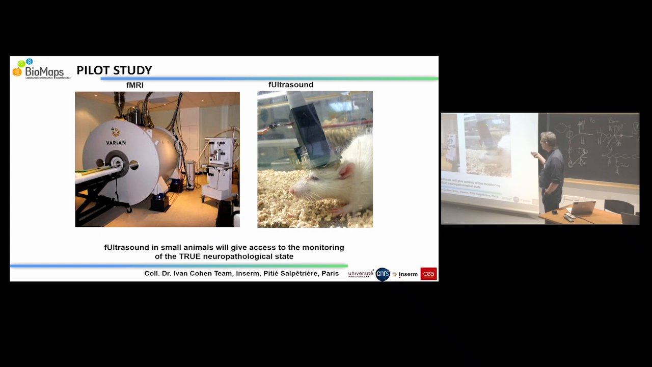So this was the first prototype. I will show you the probe after that. They are smaller, like my fingernail. Voilà, my fingernail.